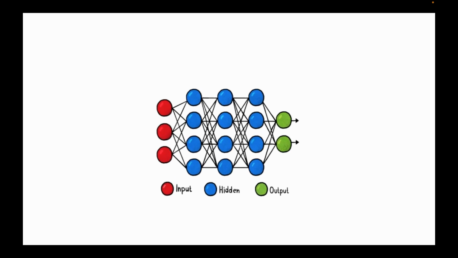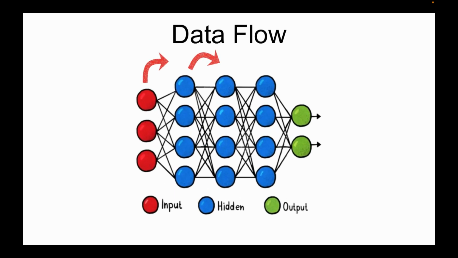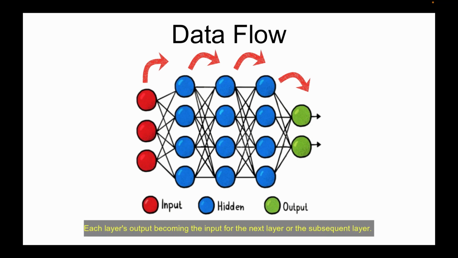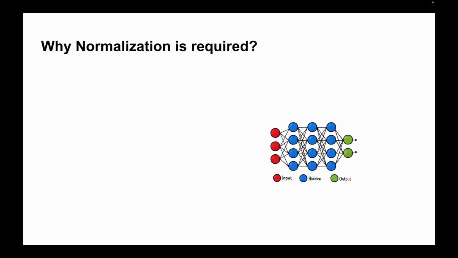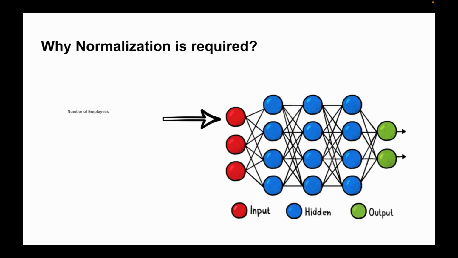We all know that in a typical neural network, information flows from one layer to the next layer, with each layer's output becoming the input for the next layer or the subsequent layer. Now, let's look into an example. We have a neural network which takes three input features.